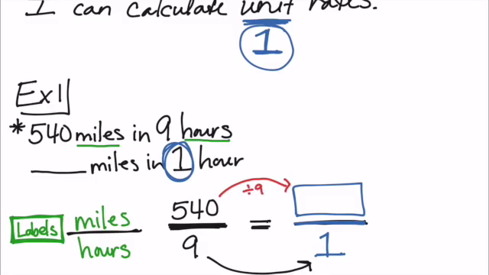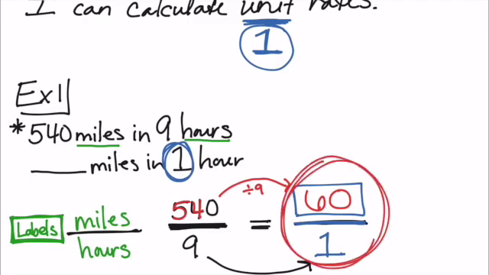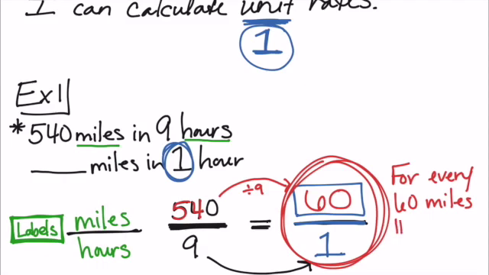Now we know that 54 divided by 9 is a division fact. It's 6. And we have that spare 0, so put it on the end. So our unit rate is 60 miles for 1 hour. That's our answer. That's our unit rate, 60 miles for 1 hour. So that magic sentence we learned, for every blank there are blank. So in this case, for every 60 miles, it takes 1 hour. And that is how you would explain that answer with that sentence.